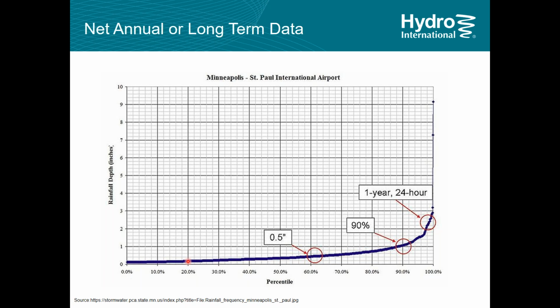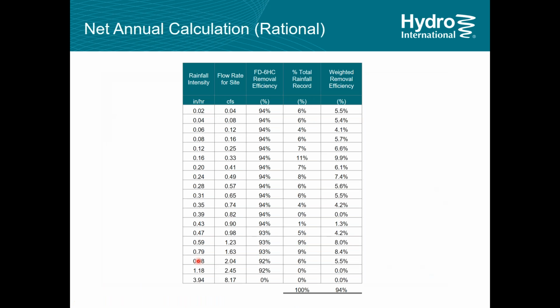And you run all these rainfall events through your calculation, and you end up with a table like this. Now this is typically a third-party vendor sizing tool that you would use for this. You would select your rainfall station and it would come out with all the different intensities, and it would have the distribution of those intensities over the rainfall record.